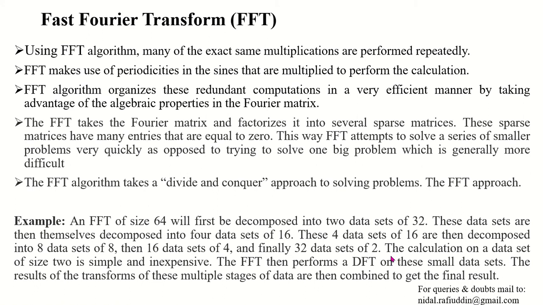The calculation on a data set of size 2 is simple and inexpensive. The FFT then performs a DFT. So this is the decomposition that is being performed by FFT, but finally you will have to apply DFT to these two terms. So the FFT performs a DFT on these small data sets. The results of the transforms of these multiple stages of data are then combined to get the final result.